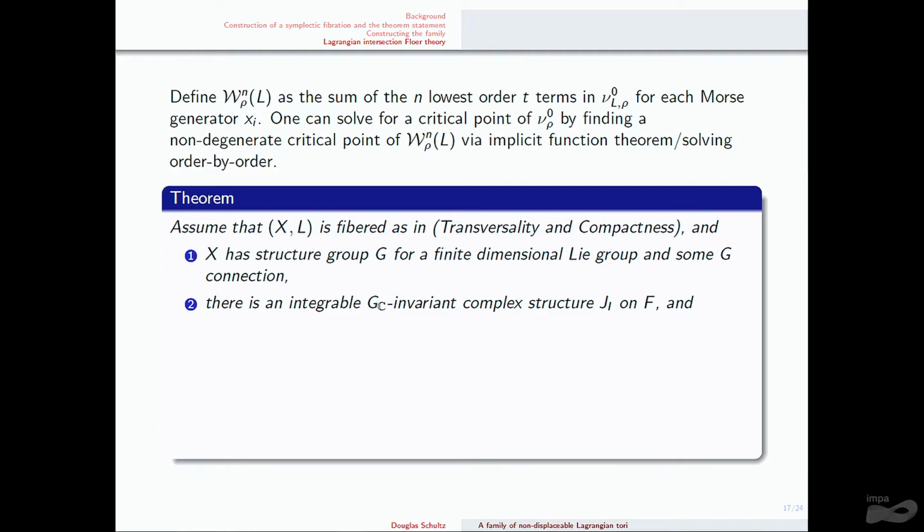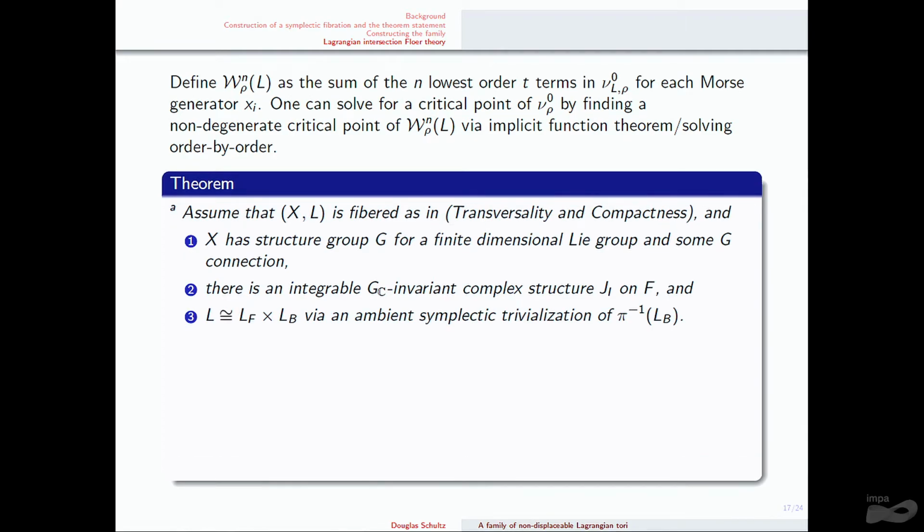So in our situation, you have P^k, and we're thinking about G as the k-torus, and then G_C would be (C star)^k. And this standard complex structure is also invariant under the (C star)^k action. Okay? And this is also important: you need L to be ambiently a product, and it's quite hard to remove this. So L is trivial via some ambient symplectic trivialization over the base torus.